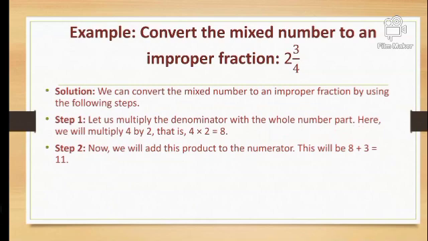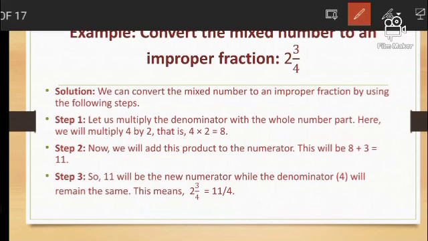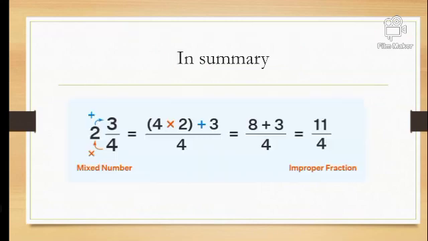Then we add the numerator to the product, which is 8 plus 3. That is 11. So this now becomes what? 11 over 4. The result we get over the denominator. Right? So 2 whole number 3 over 4 equals 11 over 4. Good, right? So this is what we just did in summary. 2 times 4, 8, plus 3 over 4.